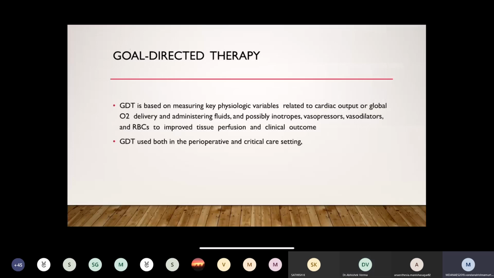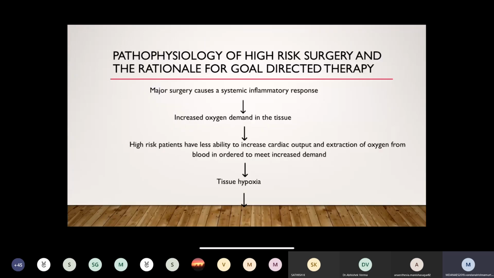The pathophysiology of high-risk surgeries and the rationale for goal-directed therapy. Major surgery causes a systemic inflammatory response, which results in increased oxygen demand in tissue. The high-risk patients have less ability to increase cardiac output and extraction of oxygen from the blood in order to meet increased demand, which results in tissue hypoxia, which results in endothelial activation, increased vascular permeability, cytokine release, vasoconstriction, activation of leukocytes, and complement cascade, which result in multiple organ dysfunction.